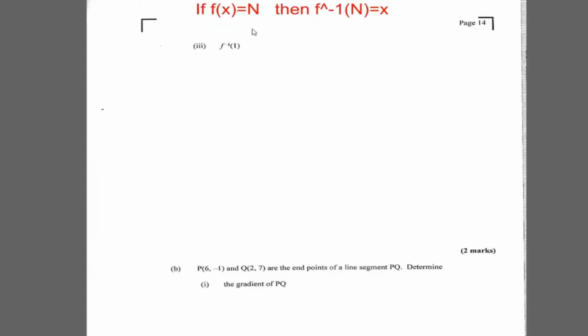So what am I saying? I am saying instead of solving f inverse of 1, where f inverse of 1 is equal to x, it's the same as solving f of x equal to 1. So it's a lot easier if we solve f of x equal 1 and solve for x, instead of solving f inverse of 1.